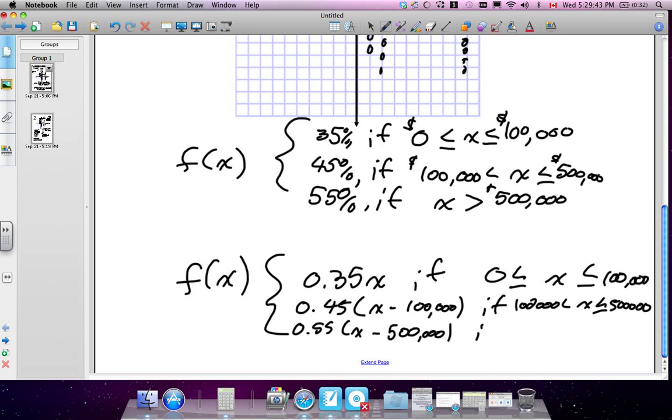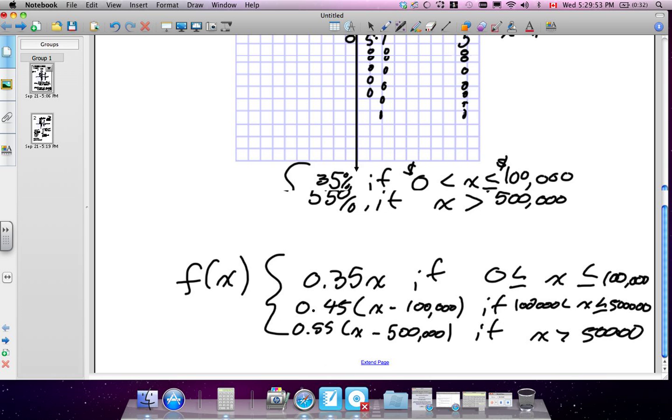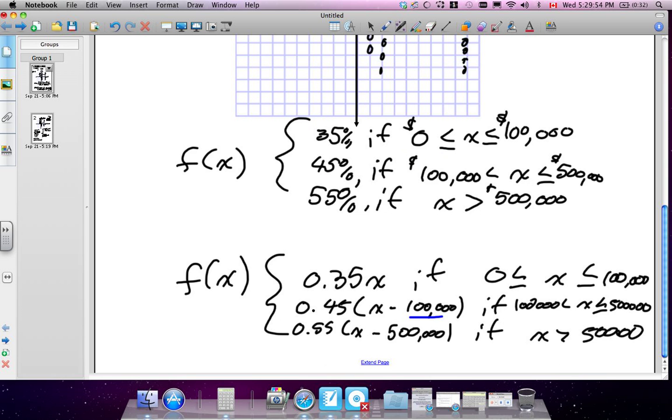And the reason it's like that is because, remember what I said before? Your tax bracket is going to break. In the first 100,000, we're only getting taxed at 35%. So the amount you're being taxed should actually be 45%, and we subtract 100,000 from that, and then we technically need to add 0.35 times the 100,000, so that amount there.